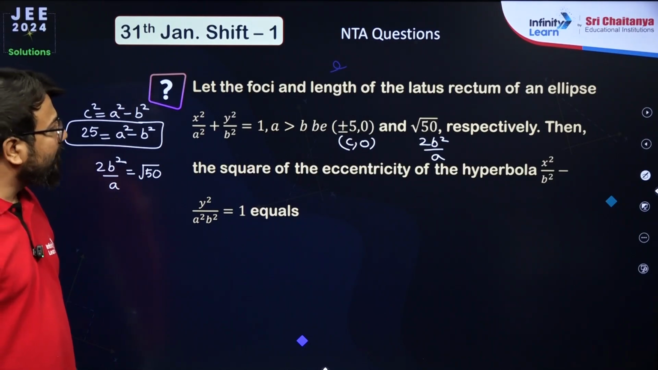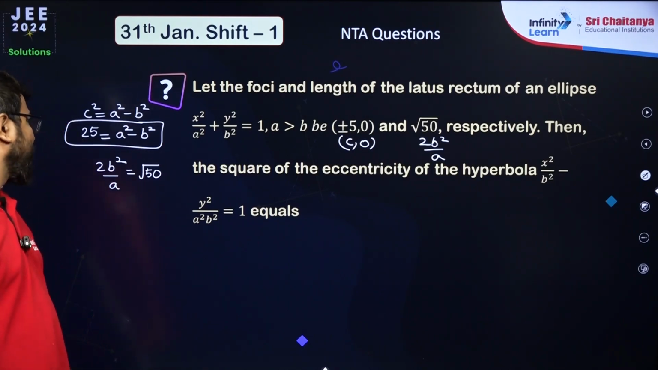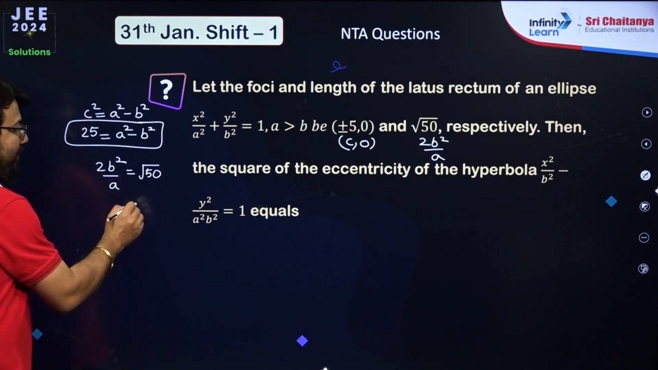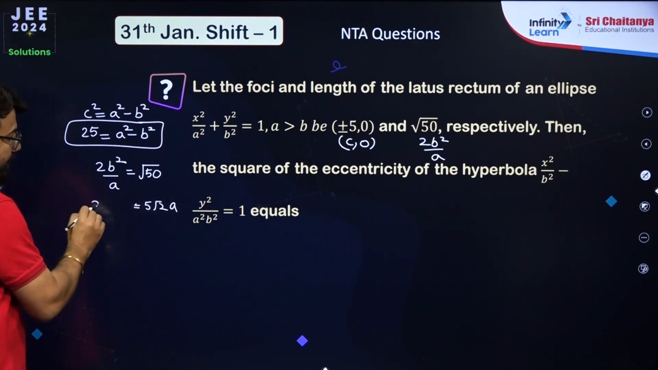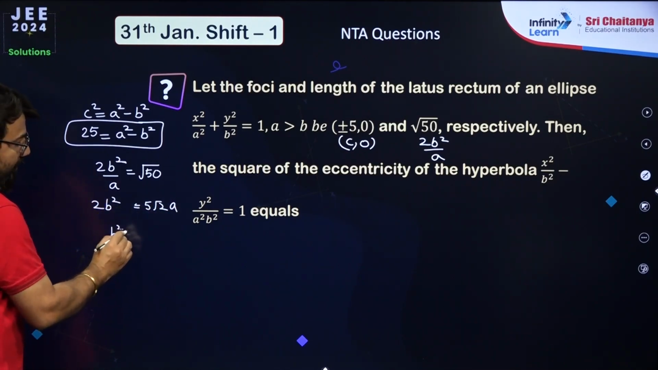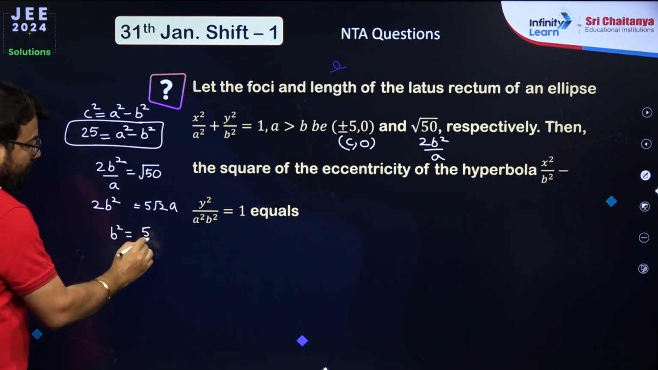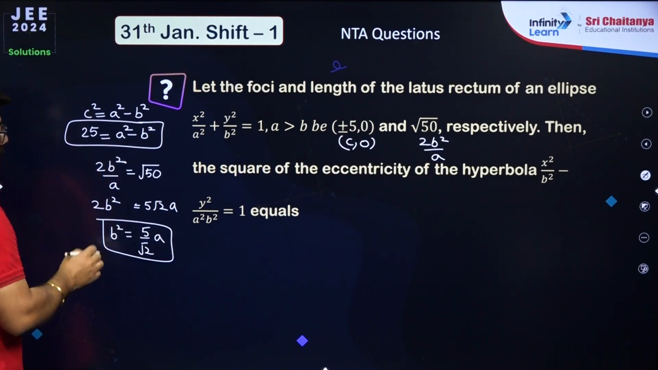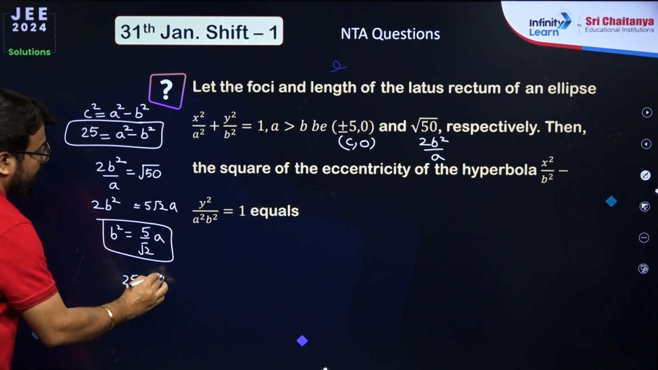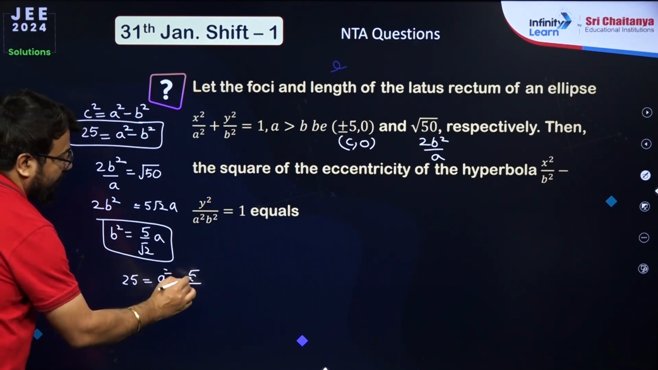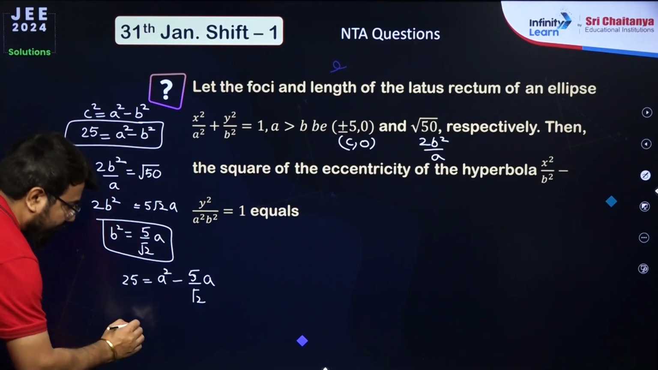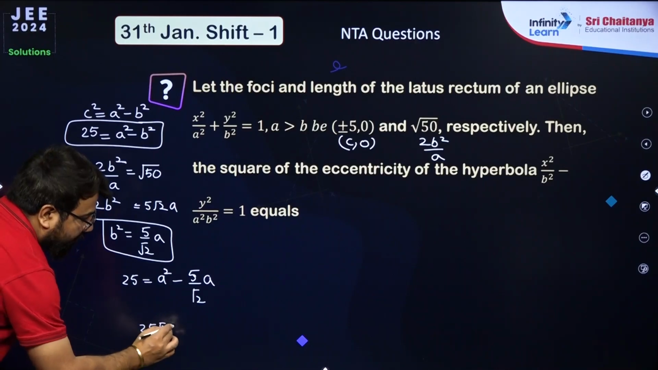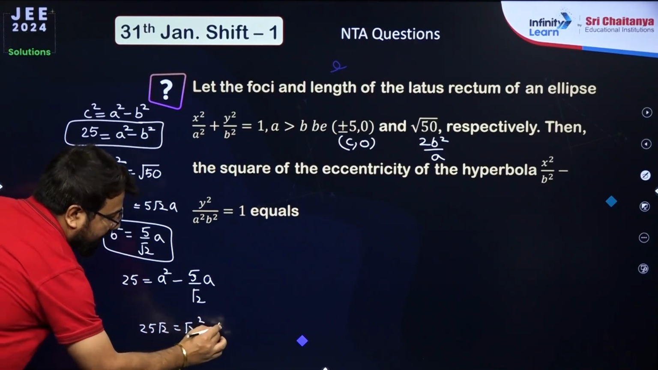So if it is possible for you to get the values of a and b, that would be more convenient. Yes, let us try for that. So basically it is 5 root 2. And here it is a, here it is 2b square. So b square will be written as 5 upon root 2 times a. Instead of b square, can I write here 25 is equals to a square minus b square. So that will become 5 upon root 2 times a. I will be taking the LCM over here. So that becomes 25 root 2. Here it is root 2 a square and then minus 5a.